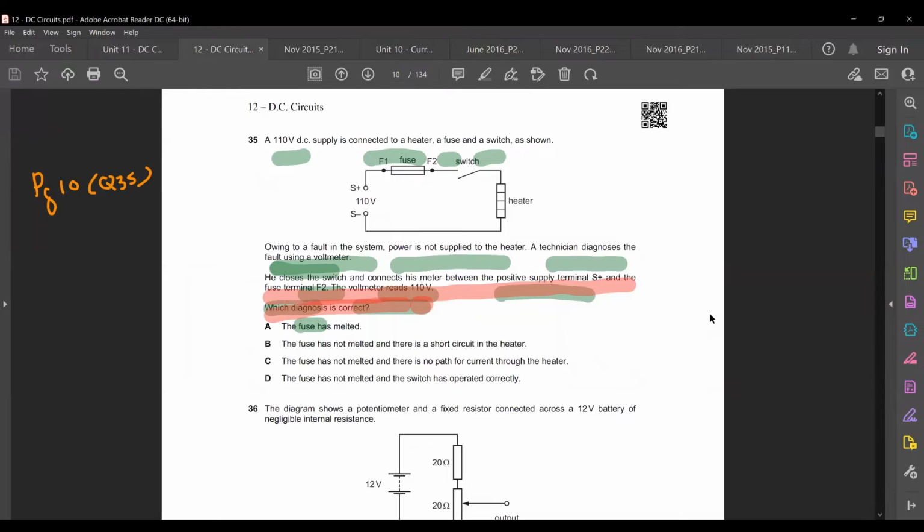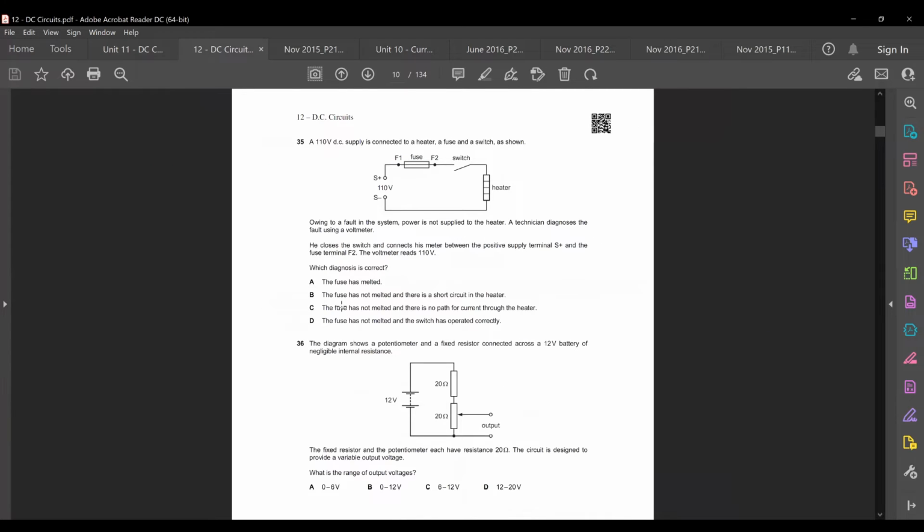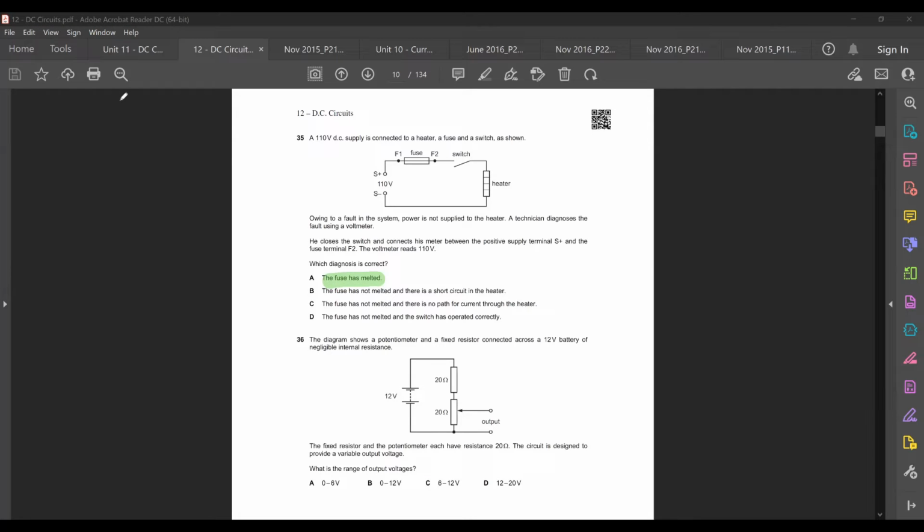To do this question, you have to draw out the circuit that is being described by each of the faults. Let's look at this one in the first place. Let's say right now I look at the part where the fuse has melted.